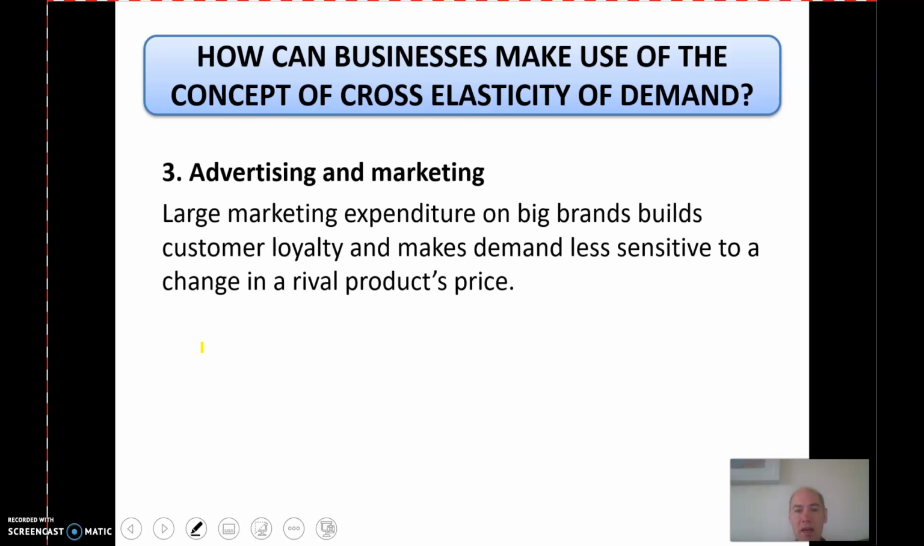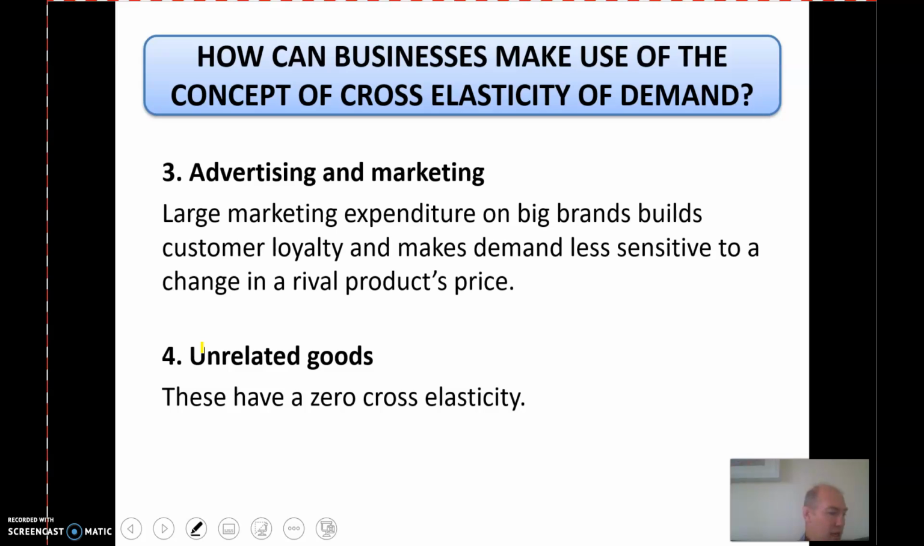In terms of advertising and marketing, obviously any large marketing expenditure on big brands in particular is going to build that brand loyalty, and it's going to make demand more inelastic, so less sensitive when another rival perhaps reduces their price. Fourthly, in terms of unrelated goods, and you do have this two thirds of the way down page 65, underneath the paragraph just above the two diagrams, and in terms of this, please make sure that you emphasize unrelated goods. Okay, so a car and a box of matches, they will have a zero cross elasticity of demand.